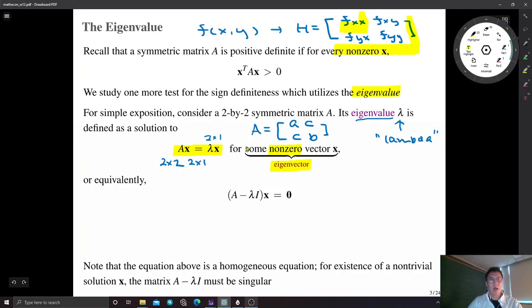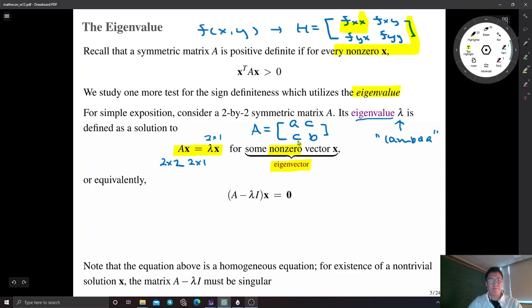So the major role of this eigenvalue is to transform this matrix multiplication into scalar multiplication. It summarizes the matrix A, that is a 2 by 2 matrix, into one number. That is the major role of the eigenvalue in linear algebra. It can be used for many different objectives, but we are going to focus on this sign definiteness test.